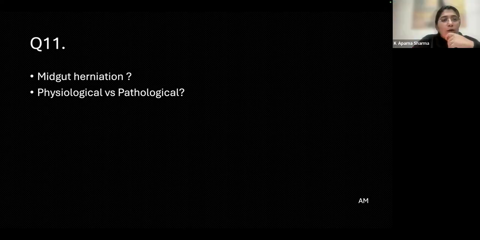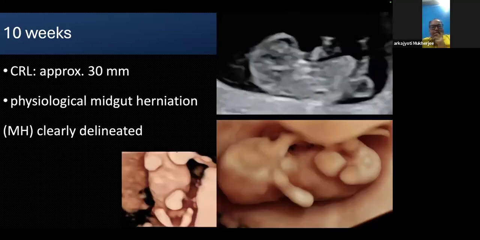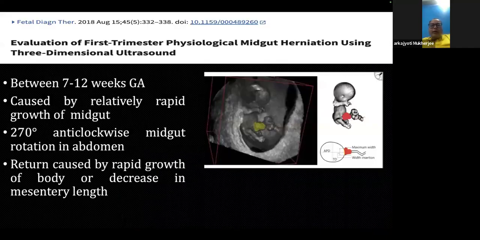Yeah. So, Dr. Arko, what about mid-gut herniation, and when do you call it pathological? What is the limit? Well, during the 7 to 12 weeks, due to the rapid development of the midgut, it herniates outside the abdominal cavity, and if it persists beyond 12 weeks, then we call it pathological. Even if there is a large defect in the anterior abdominal wall, we just follow it up till 12 weeks. If it doesn't come back intra-abdominal by 12 weeks, then we call it pathological.